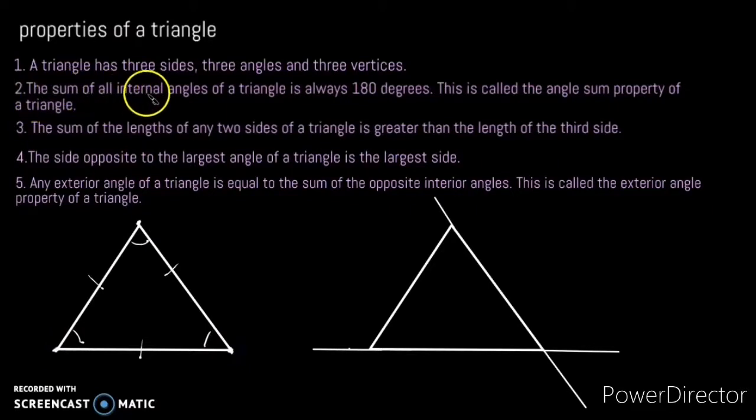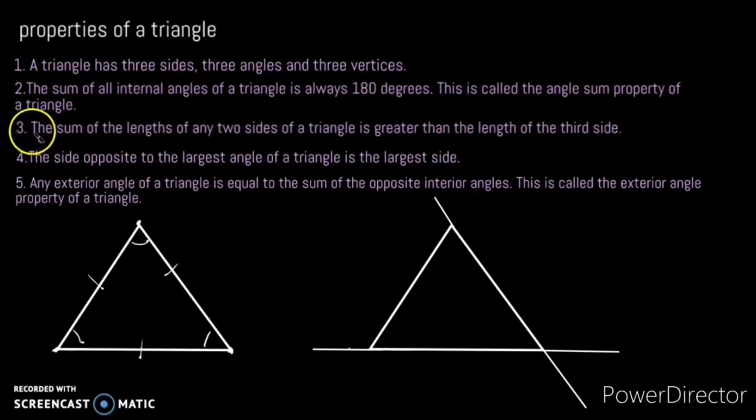The sum of all internal angles of a triangle is always 180 degrees. This is called the angle sum property of a triangle. The angles which I've marked are called internal angles. There are external angles as well, but for now we'll be dealing with internal angles and we'll talk about external angles later.